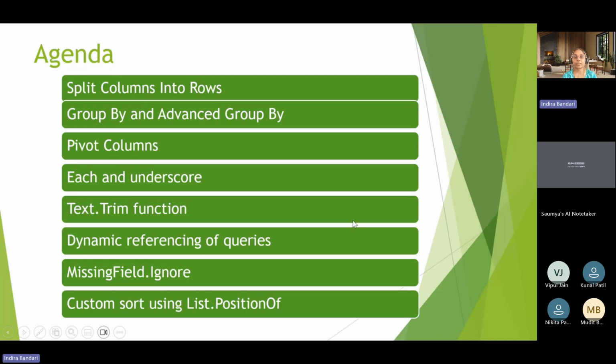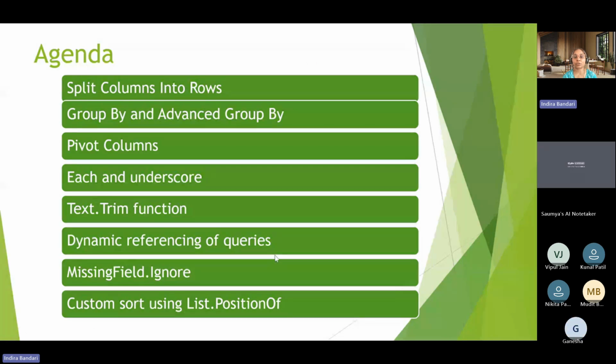So let's look at today's agenda. I'll see how much I can cover: split columns into rows, group by and advanced group by, pivot columns, each and underscore, Text.Trim function, missing field, and custom sort. All these I'm planning to cover. Let's see how much I can cover. That's the main goal. So I'm just going to end this slideshow and share my Power Query.